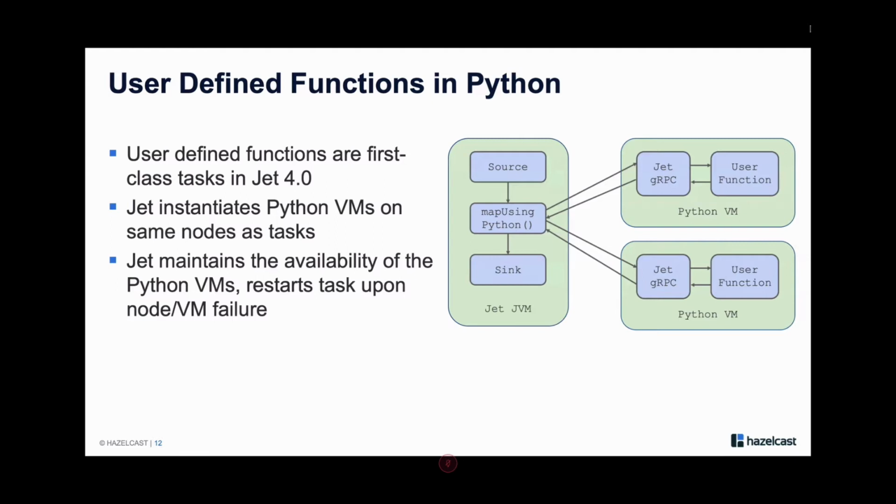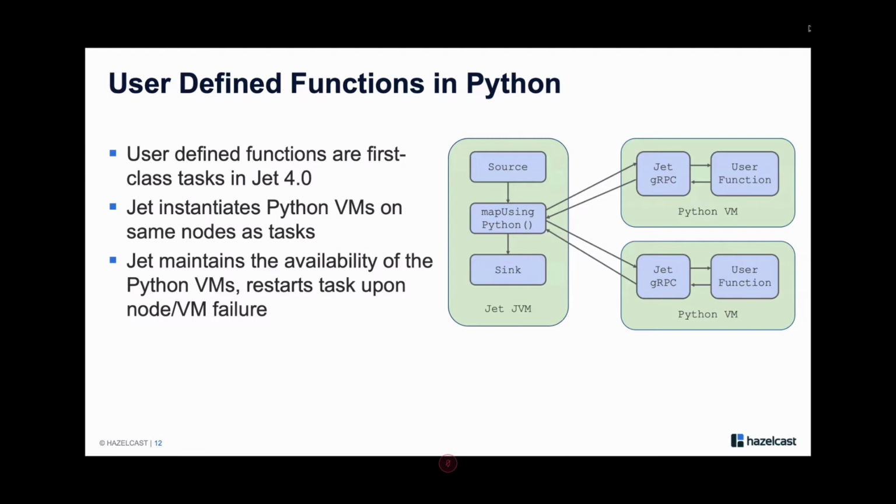So keeping in mind that Jet is based on Java code, the question was, how do you integrate Python code as part of that in a seamless way? And so what happens here is that we have a provision where Jet will manage the external Python VMs and run them on the same nodes as the processing tasks. So you don't have the latency of reaching across the network to some separate cluster. The VMs are instantiated on the same nodes, so you get a lot of performance benefits there.